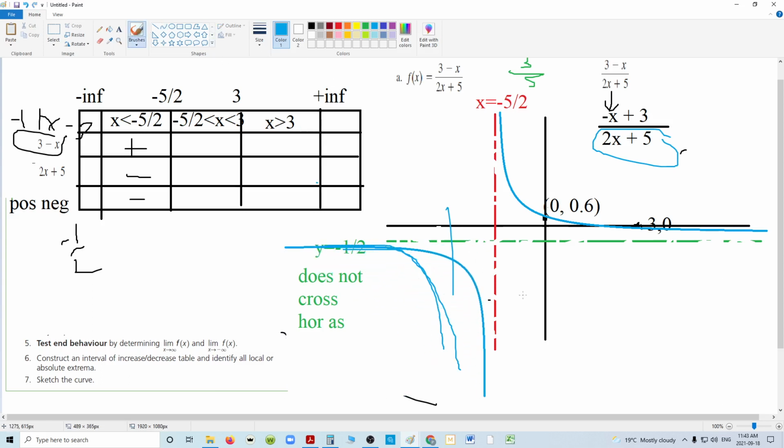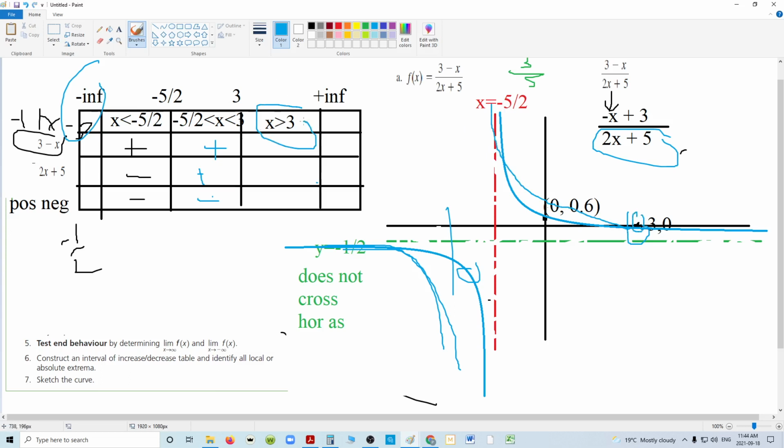And if you really wanted to, you could find a couple values here, a couple values here. But we've already determined it doesn't cross the horizontal asymptote. It only crosses the x-axis once. So this is pretty accurate. And we've already determined negative infinity. Let's determine what happens when it's between these numbers. The easiest number to put in here is 0. So when I do 3 minus 0, I get positive. 2 times 0 plus 5, I get positive. It's clearly positive. So that means between the x-intercept and the vertical asymptote, it's going to stay on the positive side until it reaches the x-intercept.